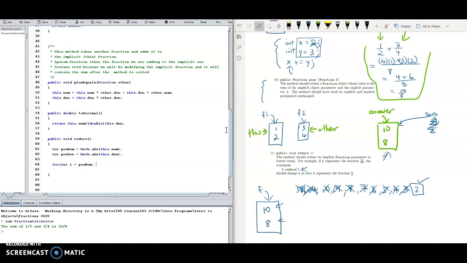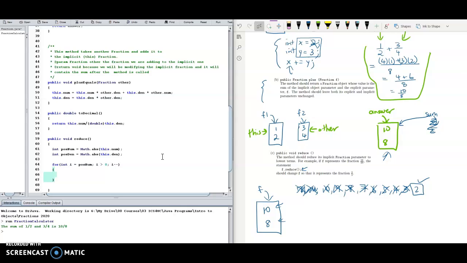And so we're going to start i at the positive numerator. So let's say in this case it would be 10. And then we're going to say i is greater than 0. So we're going to go all the way down to 1, because 1 might be the GCF. And if that's the case, then basically it's already reduced. And so 1 is the smallest number we'll check, or we can even go to 2, that's fine. And because it's greater than 0, we're not checking 0, we're not trying to divide by 0. And then i minus minus. So we're going down, again, like I said there.